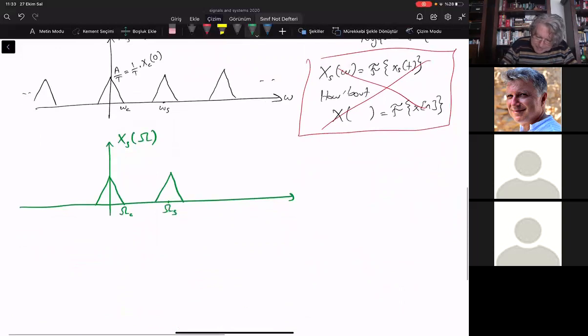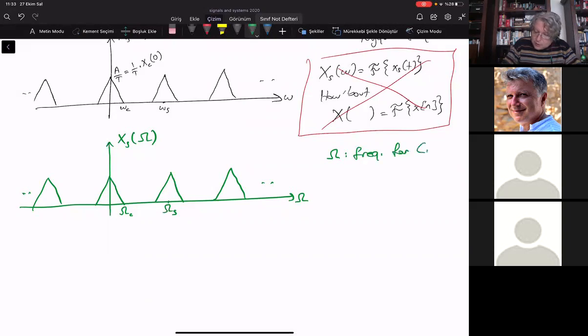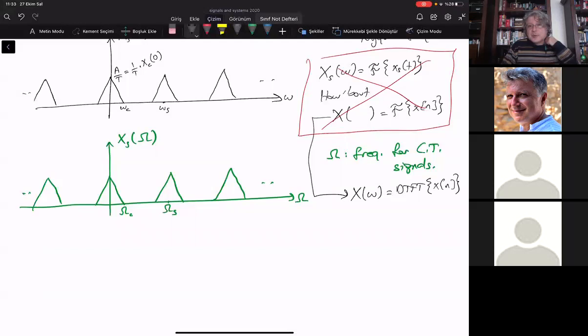Omega s. And this is the axis of omega, like this. So omega is the frequency for continuous time signals. Let us notate it like that. Then I will say that X of omega is the discrete time Fourier transform of x of n, and it will be the lowercase omega. So I'm going to use lowercase omega for discrete time signals.